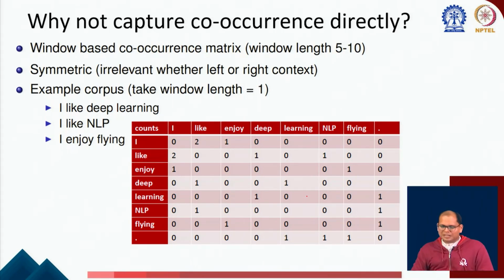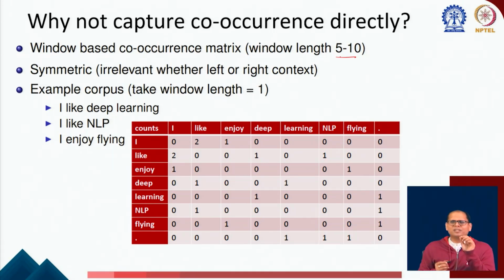Okay. Now finally, we will also look at another way of capturing the word vectors. That is, can we not use the co-occurrence directly? So in distributional semantics, we talked about word co-occurrence, right? So window-based co-occurrence, for example, we can use a window of size 5 or 10, and that's what we were actually doing in word2vec. We were using windows.